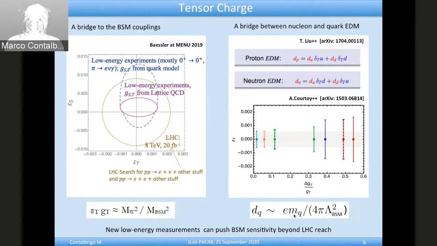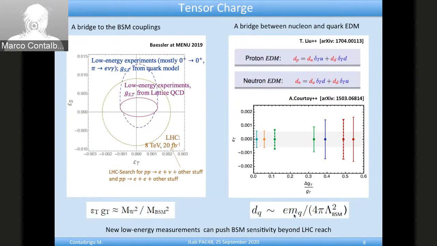where, let's say, low energy experiments with high precision can compete with the research made at the energy frontier, and even probe scales that cannot be reached at the LHC. You see on the left an example where you take nuclear decays or semi-leptonic decays, and having under control the tensor charge, you can put constraints on the tensor coupling that are competitive with the LHC.